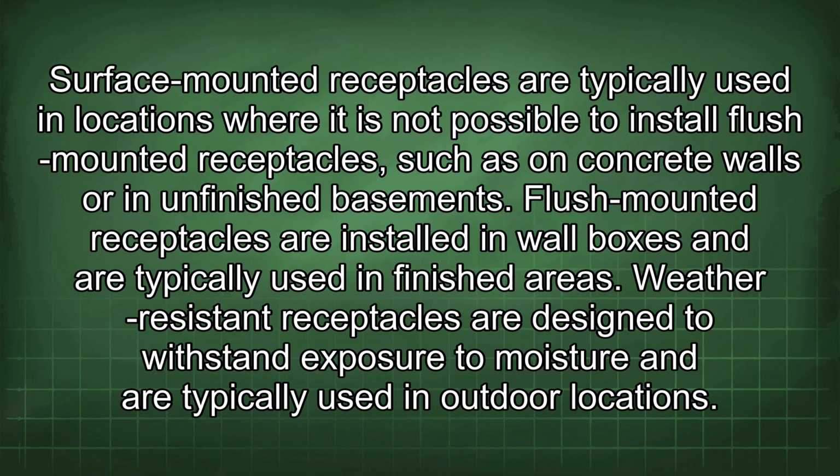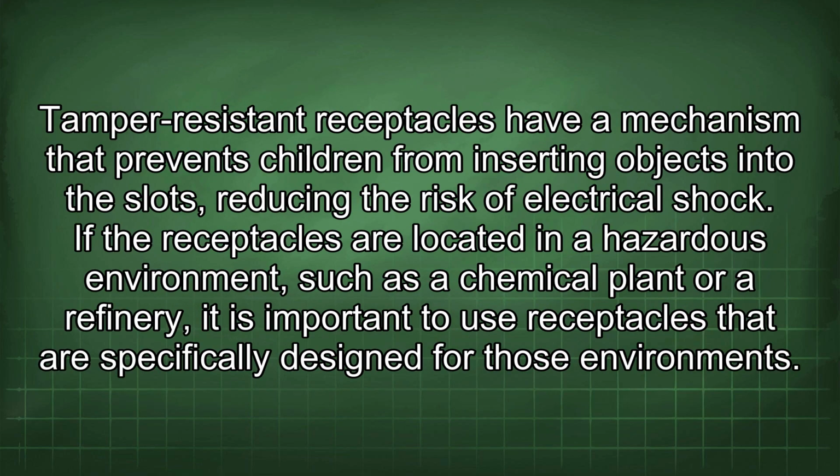Surface-mounted receptacles are typically used in locations where it is not possible to install flush-mounted receptacles, such as on concrete walls or in unfinished basements. Flush-mounted receptacles are installed in wall boxes and are typically used in finished areas. Weather-resistant receptacles are designed to withstand exposure to moisture and are typically used in outdoor locations. Tamper-resistant receptacles have a mechanism that prevents children from inserting objects into the slots, reducing the risk of electrical shock.